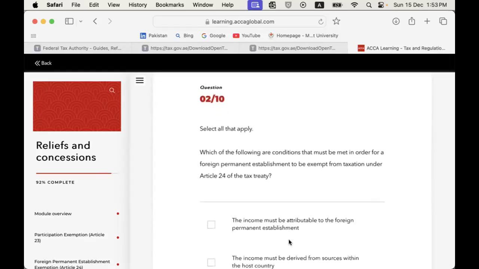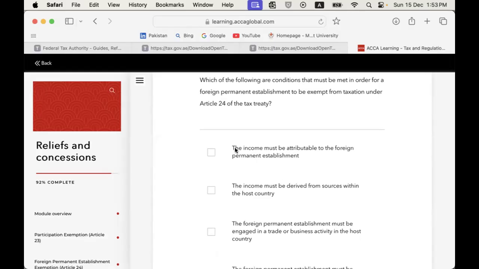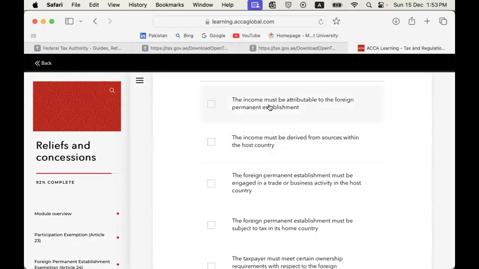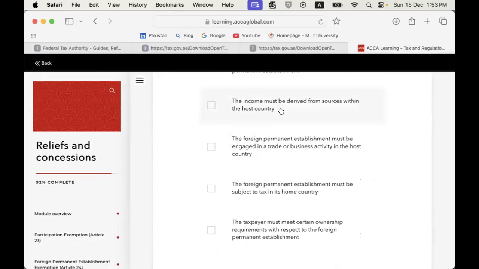Next one. Which of the following are conditions that must be met in order for a foreign permanent establishment to be exempt from taxation under Article 24 of the tax treaty? We have to tick. The income must be attributable to the foreign permanent establishment. I think we discussed it. Attribution of income to permanent establishment, FAR analysis. Income must be derived from sources within the host country. Why? Let's say we have a branch in Oman, and that Oman branch is attracting business from USA. Do you think this restriction is valid?